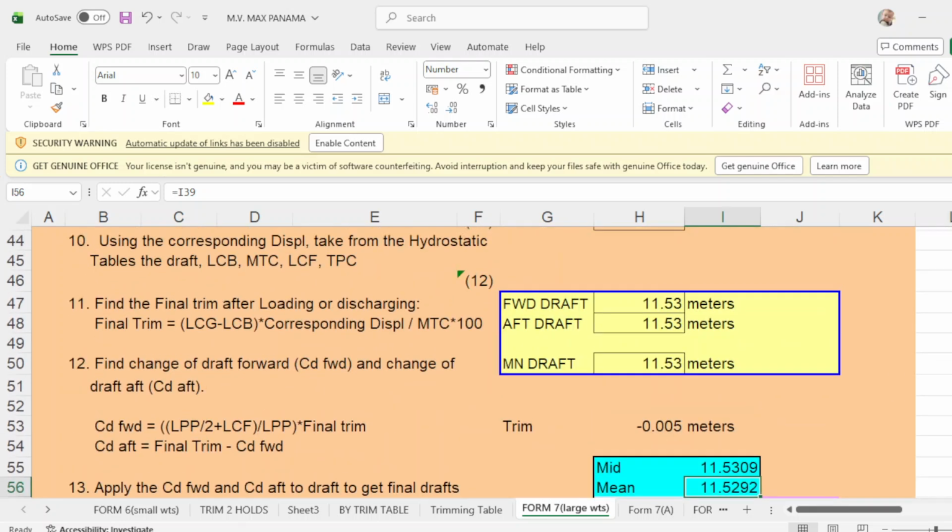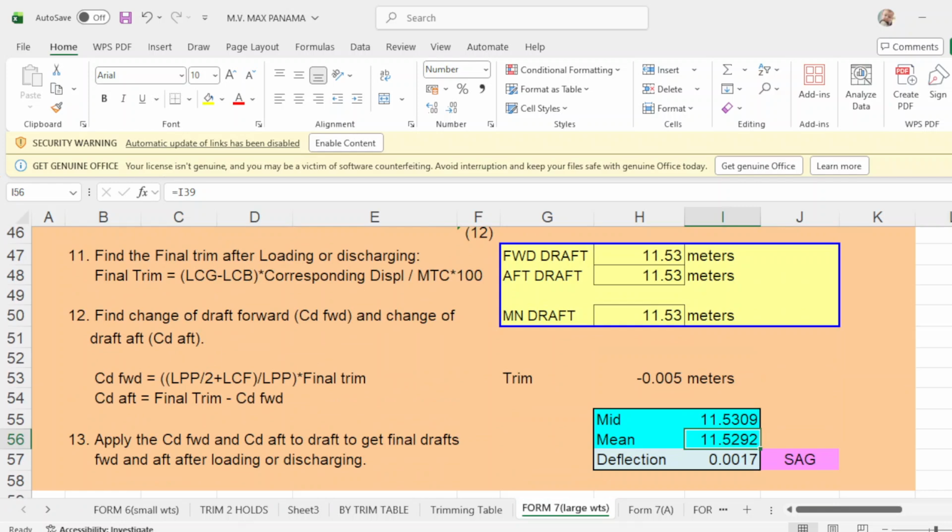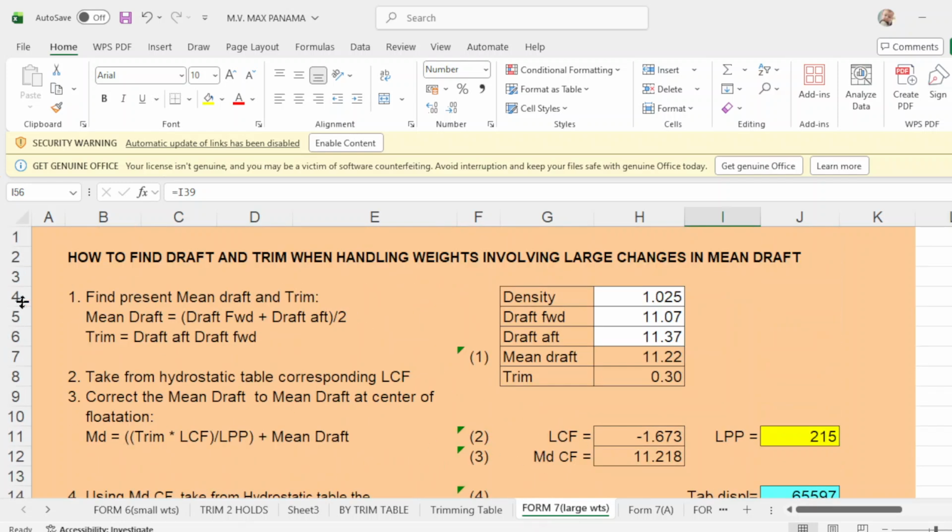Now you have 3 programs to back you up. Form 7, which is how to find drop and trim when handling weights. So this is one program.